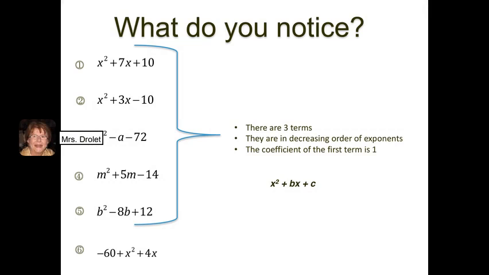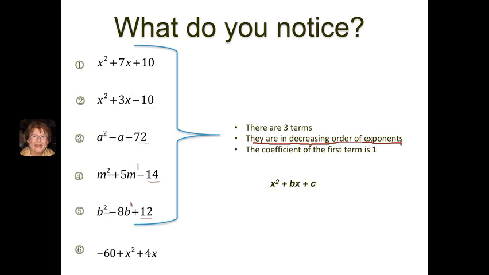If we look at the first five examples, in all five examples, you have three terms. Notice they're in decreasing order of exponents. What do I mean by that? Here there's an exponent 2. Here it's understood the exponent is 1. And here we've got a numerical value. Exponent 2, exponent 1, and a number, in all of them. That's what we mean by they are in decreasing order of exponents.